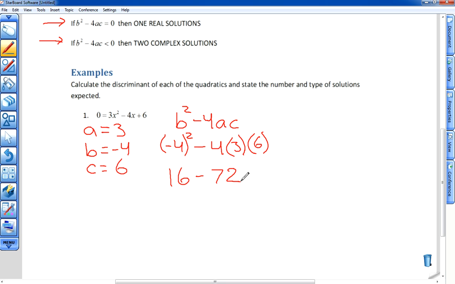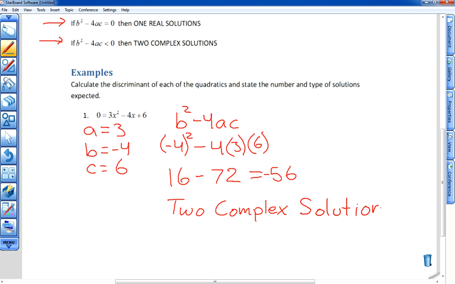And 16 minus 72 gives us negative 56, because it's 16 minus 72, a larger number. So our solution to the discriminant is a negative number. If we get a negative, that's less than 0, for a discriminant, we know that we will end up, if we were to solve this equation, with two complex solutions.